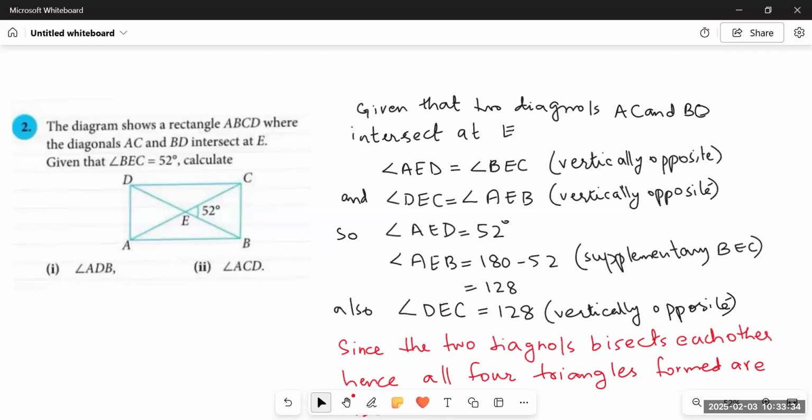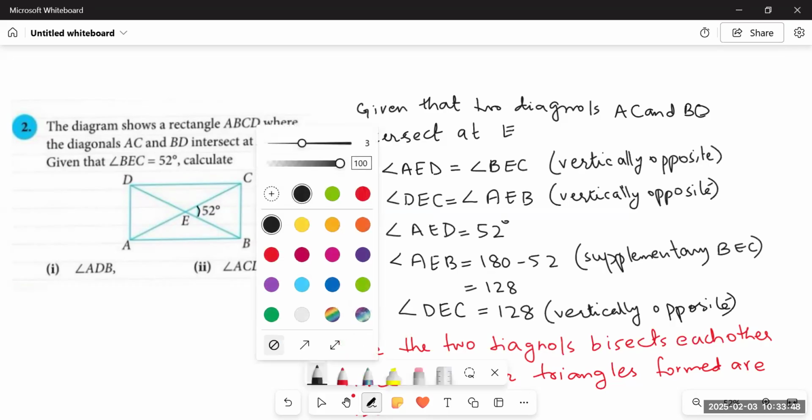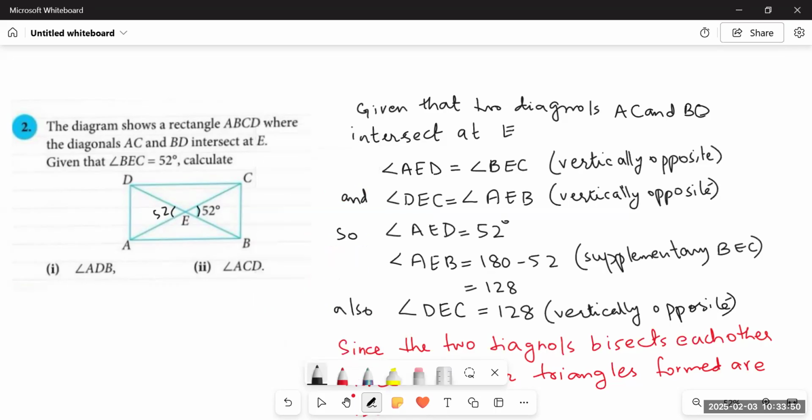We will start the working slide. Given that two diagonals AC and BD intersect at point E, as you can see in the given picture. So angle AED and angle BEC would be vertically opposite. These two angles we are talking about, and hence both would be 52 each. And then angle DEC and AEB would also be vertically opposite. That is, these two angles would also be equal to each other, and they would also be supplementary to angle BEC. So it would be 180 minus 52, which equals 128.